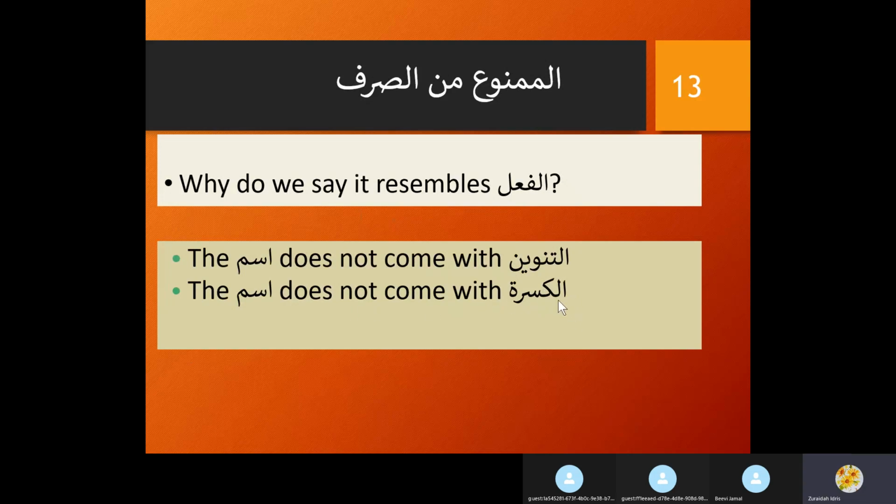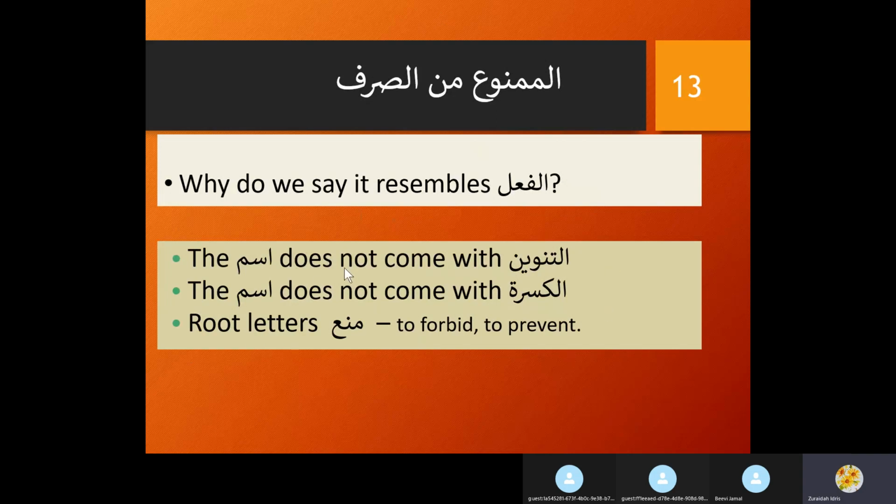So now it's behaving like a fi'il. Okay? So the word mamnu' comes from the root letters mim, nun, ain. Like I said during the first lesson, if there is a new word that you learn, you need to look up the root letters. So this is mim, nun, ain, and it means to forbid, to prevent.